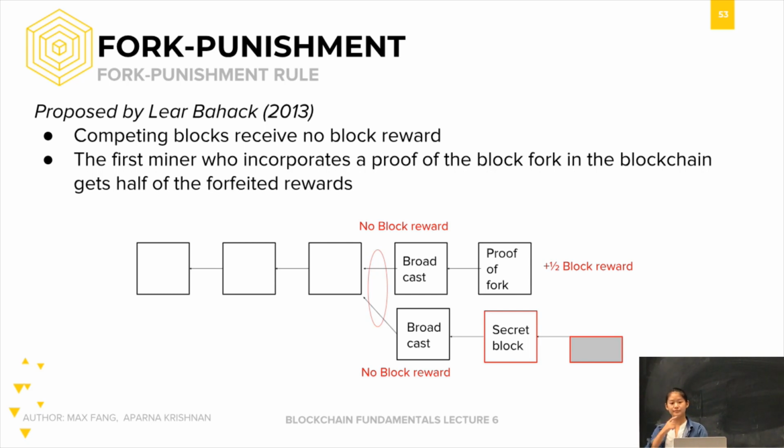How do you prove a fork? Proof of fork? That's up to implementation, but however you want to put that into a block, you just have to include something in that block that says, at this point in time, there was this fork in history, and if your block gets accepted and propagated, then you get half the block reward. You can include that to yourself. Does this make sense?